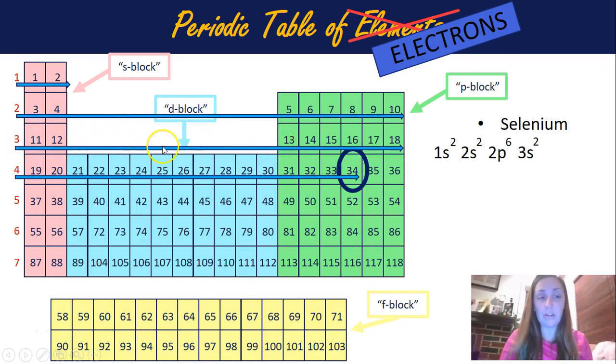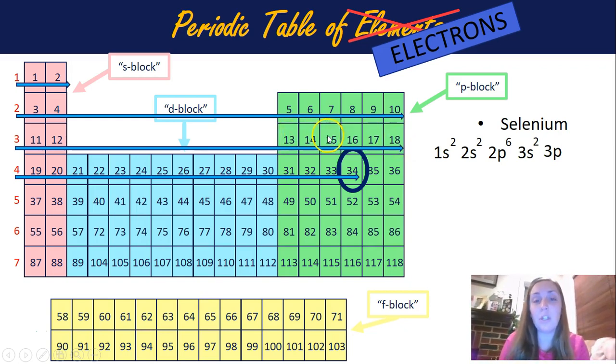13's in the third energy level in a P block, so 3P. And how many do you have in 3P? Well, do you go all the way across? Yeah, you've got to get to 34, so you definitely have to go all the way through 18. So that's 3P, 1, 2, 3, 4, 5, 6, 6. Okay, that gets you to 18.